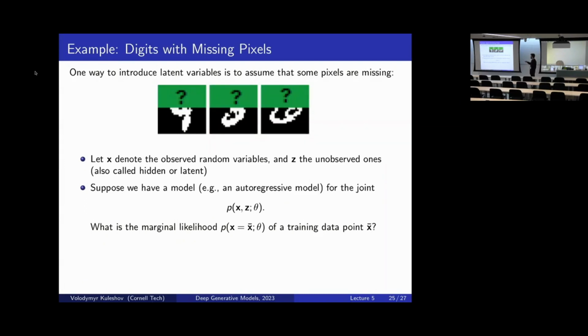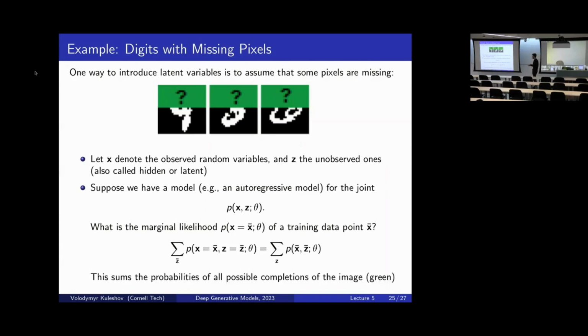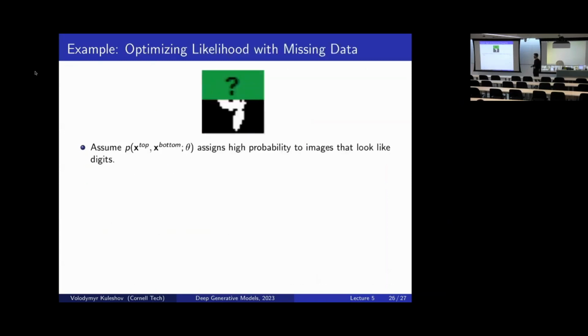So X bar are the observed pixels. We want to maximize this probability if we follow the principle of maximum likelihood, but we don't have that probability. So we have to sum over all the possible completions in order to compute this objective in its exact form. But if I hide the first two pixels, there's going to be an exponential number of them. There's no way we can do this sum exactly. So we have to use variational inference instead, right?